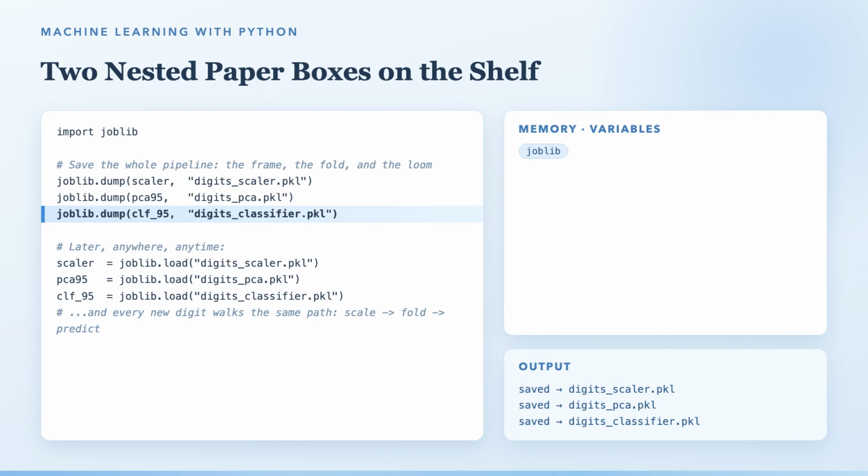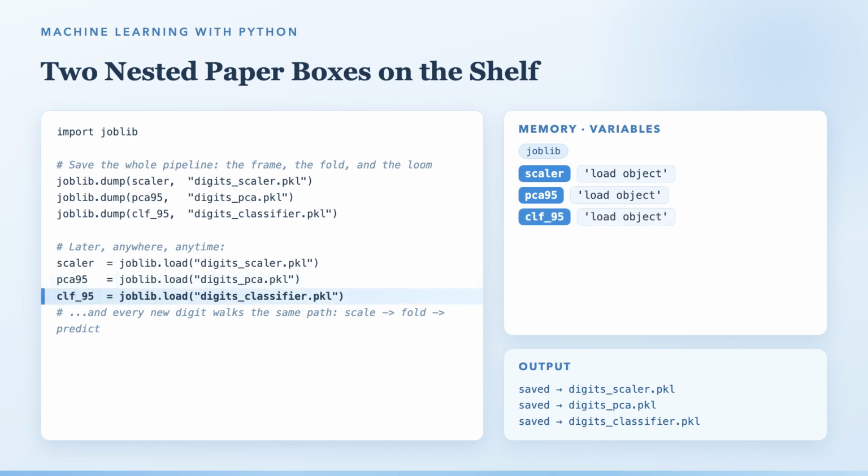First, we import joblib, then joblib.dump wraps scaler into a file called digits_scaler.pkl. The second dump saves pca_95 as digits_pca.pkl, and the third saves clf_95 as digits_classifier.pkl. The frame, the fold, the loom, each in its own parcel. Below, the mirror image, joblib.load opens each file again. scaler, pca_95, clf_95, exactly as we left them, and the final comment whispers the path every new digit will walk. Scale, fold, predict.